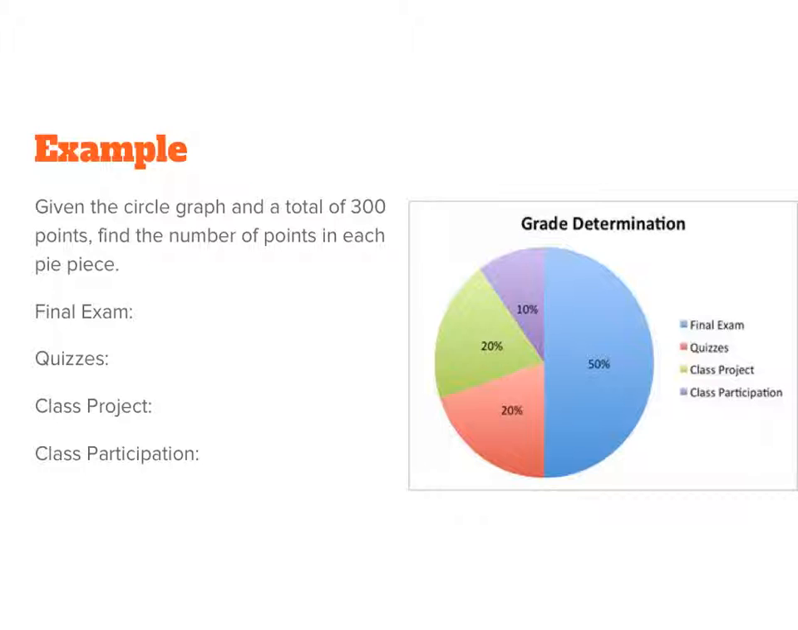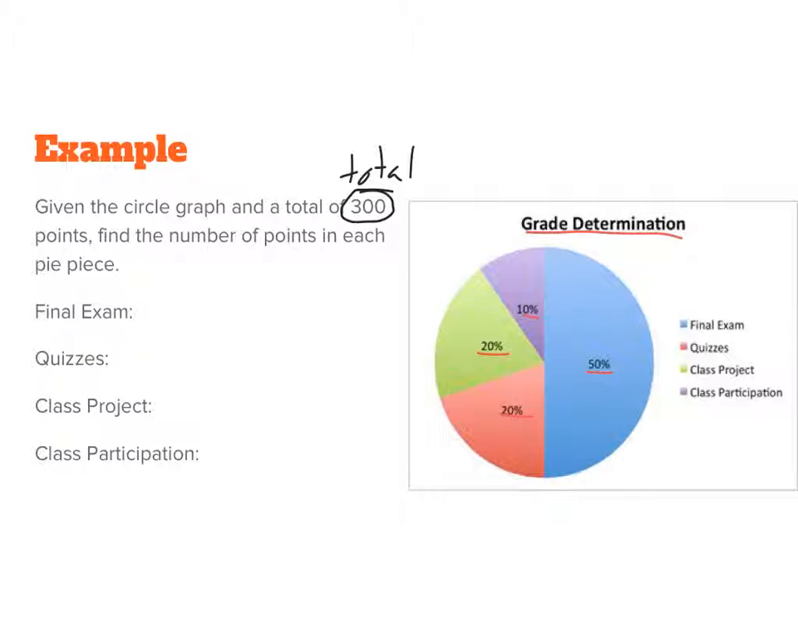Okay, so we have this circle graph here. How to determine a student's grade? They give it 50% is the final exam, 20% is quizzes, 20% is class project, 10% is class participation. So what they're going to do is they're going to have something like this. Given the circle graph and a total of 300 points. Okay, this is the total. We need to know this one. We're going to find the number of points in each pie piece.